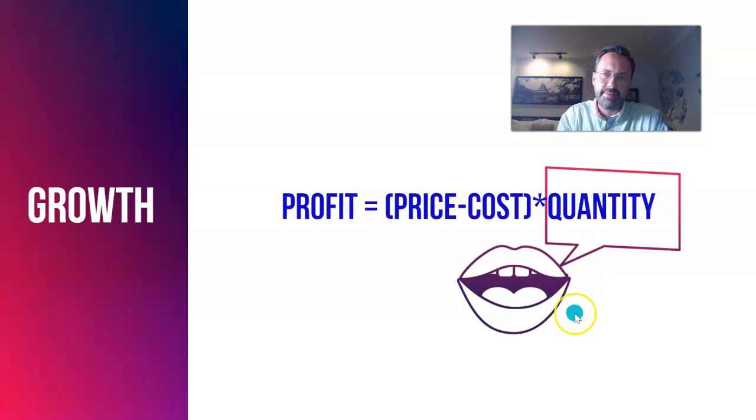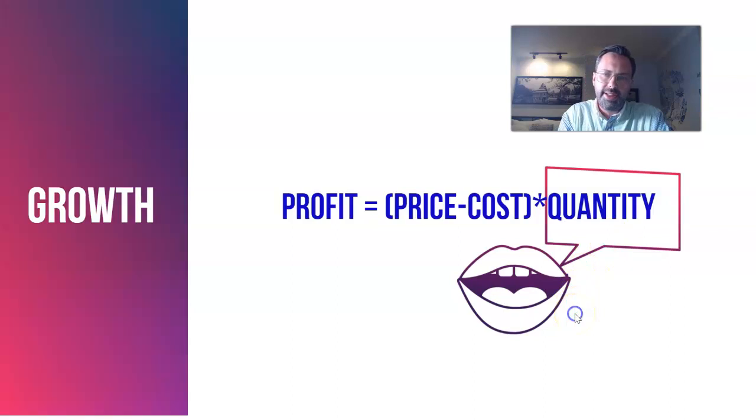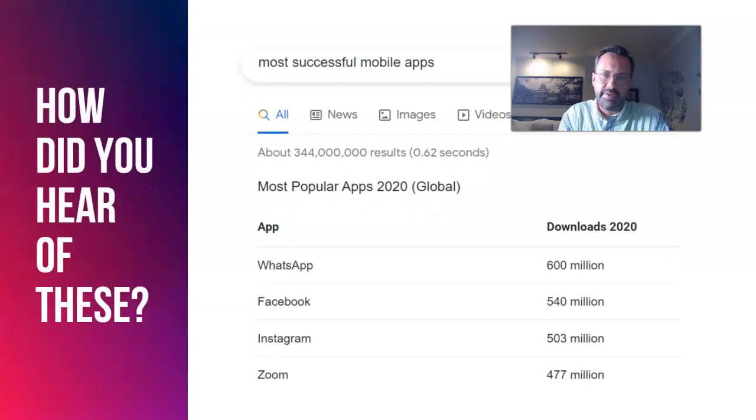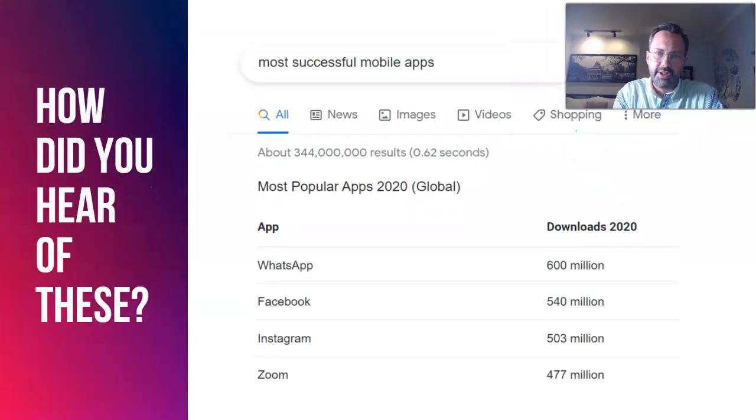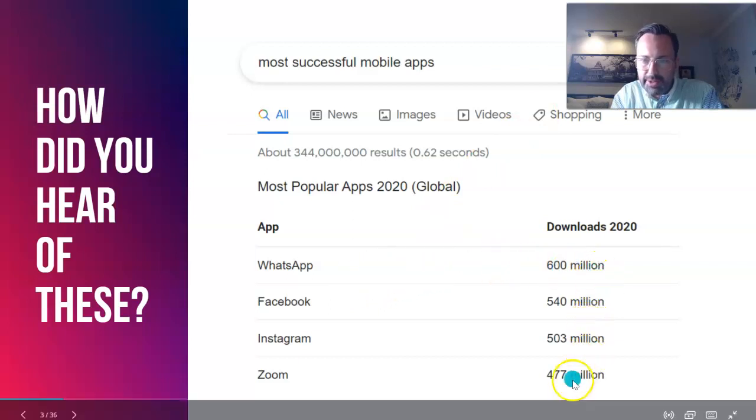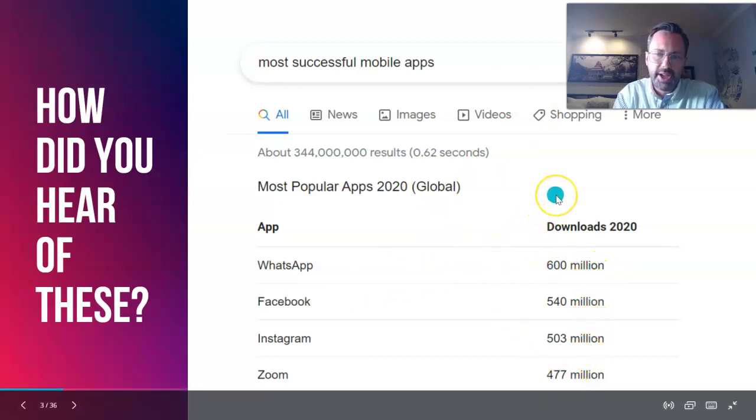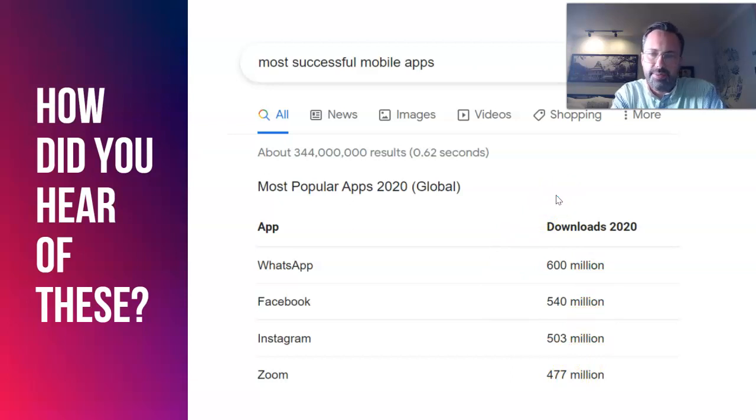So just to highlight this point about word of mouth and high volume apps, I did a quick search here for the most successful mobile apps. And what do we have here? So this is 2020 downloads: 600 million, 540 million, 477 million. So apps that have around 500 million downloads. And what do we have? WhatsApp, Facebook, Instagram, and Zoom.